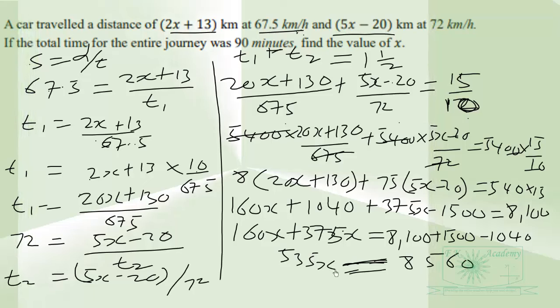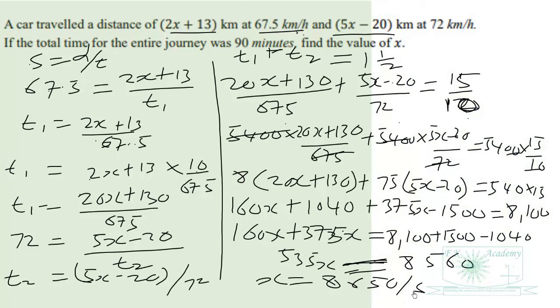So 535x, x will be equal to 8,560 divided by 535, and this will be equal to 16. Therefore, the value of x is 16.